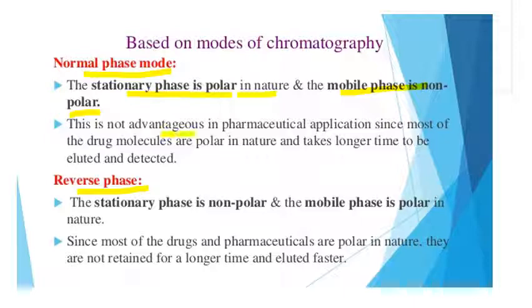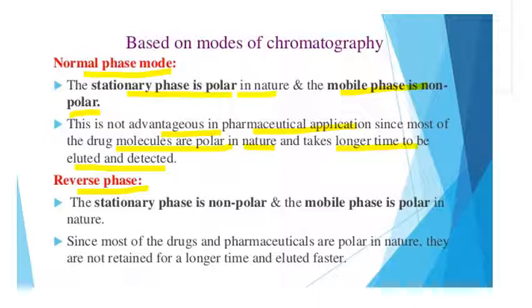This is not advantageous for pharmaceutical application because most of the drugs are always polar in nature. If they are polar in nature and you have selected the stationary phase polar, what happens? It attracts them and it takes a longer time to come out from the column for the detection. So for those samples which are extremely polar, if we select the stationary phase polar, the problem of elution comes up. So pharmaceutical application does not use this normal phase HPLC.